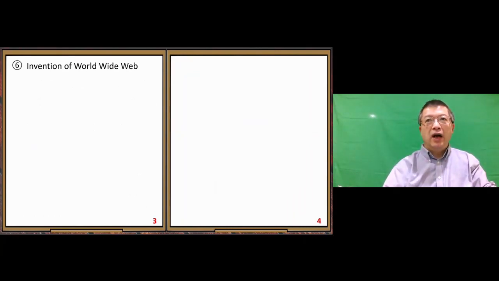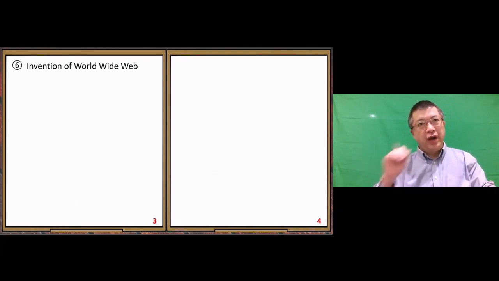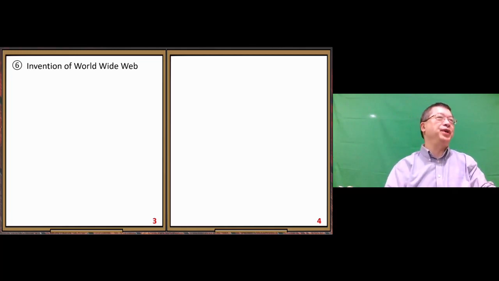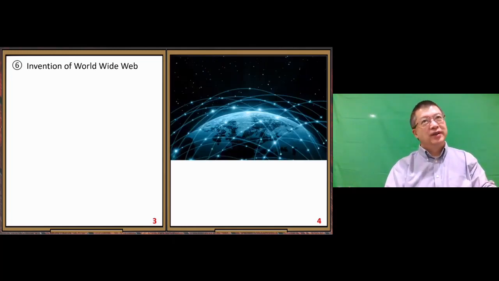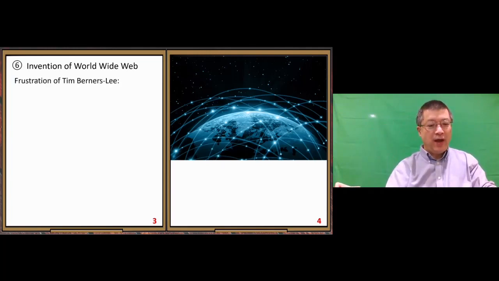Now, after email was created, the invention of the World Wide Web is another big story. This big story came from another common phenomenon. We saw this phenomenon time and time again, but sometimes it stimulates great invention, but most of the time it doesn't. So let's look at that.